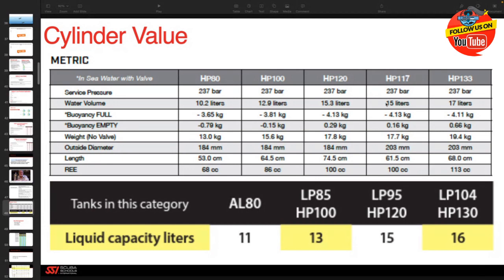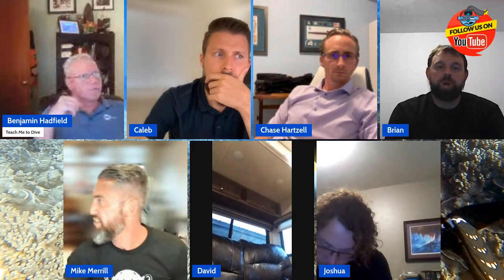Now, the interesting thing is, as we go through this and start talking gas management, it becomes obvious which one we should use if we want the most amount of air, or the longest dive, more accurately. Which one should we use? Would you rather use a 100 or an 80? 100. Absolutely. They're holding the same pressure. What's the difference between the two?